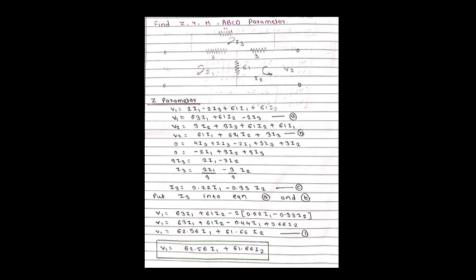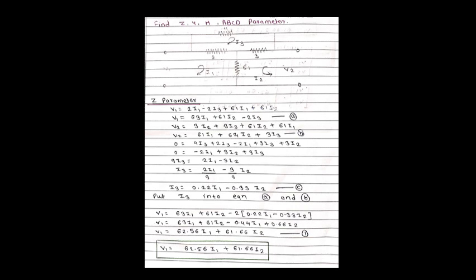Now in the third loop, 0 is equal to 4I3 plus 2I3 minus 2I1 plus 3I3 plus 3I2. So 0 is equal to minus 2I1 plus 3I2 plus 9I3. Now I3 is equal to 2I1 divided by 9 minus 3 by 9 I2. Put I3 as 0.22 I1 minus 0.33 I2 in equations A and B.